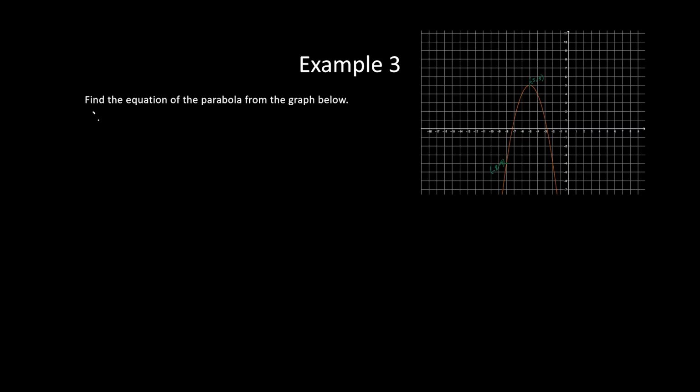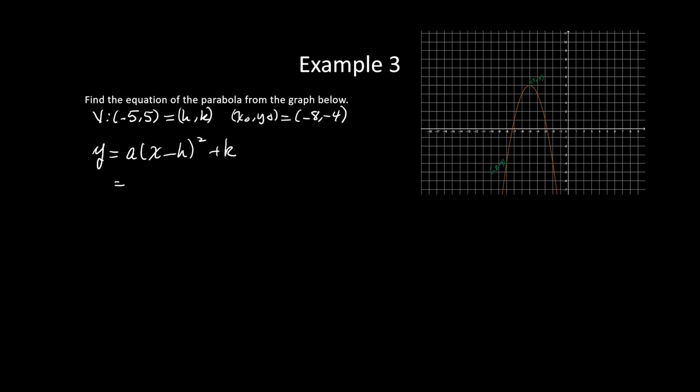So again, the vertex is at negative 5, 5. This is h, k right away. And then a point on the parabola is negative 8, negative 4. So x0, y0 is on the parabola. This is where putting it in vertex form is an advantage, because we write y equals a times x minus h squared plus k. All we've got to do now is plug in h and k in there. Again, h is negative 5.